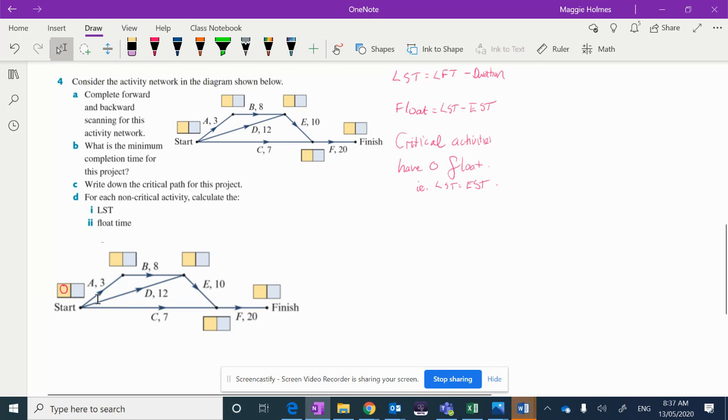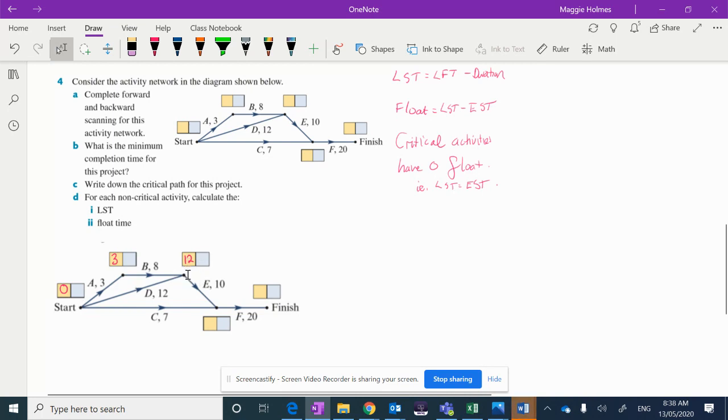So if A can start at 0, and it takes 3, that means that B can be ready to start at 3, and it means that E can be ready to start after B is finished, which is going to be in 11 days. However, E can't start until D is also finished, and that takes 12 days. So in fact, the earliest that E can start is 12.